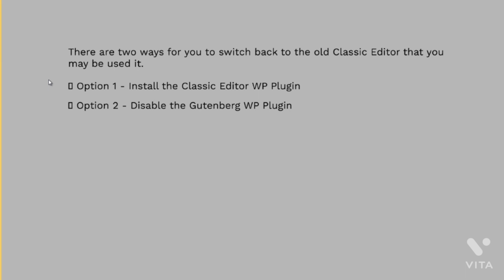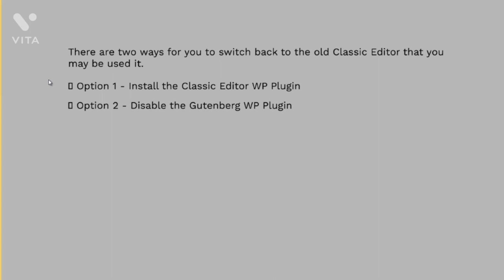Option two, the reason why I included this was because some of your clients or some websites that might be outdated, that haven't been updated, may be utilizing the Gutenberg WordPress plugin. But from now on, all of the WordPress updates include the Gutenberg editor built into it. So if that's the case, you will need to use option one. Option two is very obvious. If somebody installed the Gutenberg WordPress plugin, they would simply need to disable it.